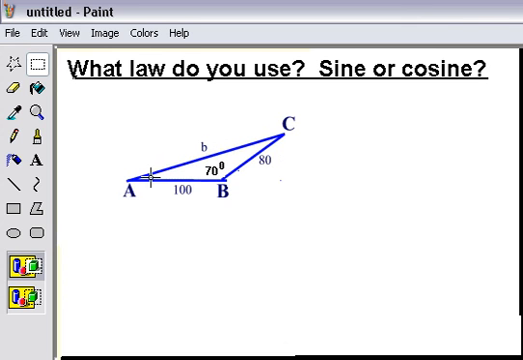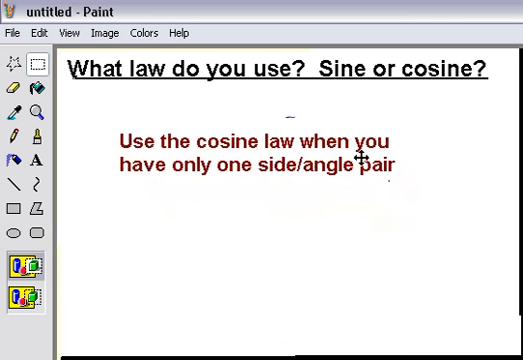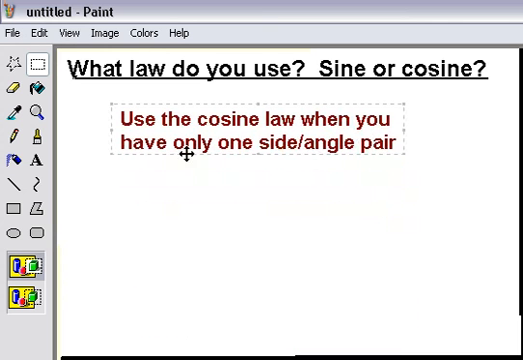But we don't have either angle A or C. We do have the two sides, though. So again, when you only have one side angle pair, you have to use the cosine law. Okay, so the summary when we use the cosine law is basically you use the cosine law when you have only one side angle pair.